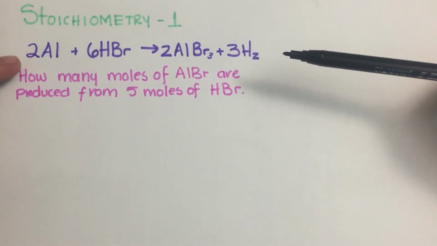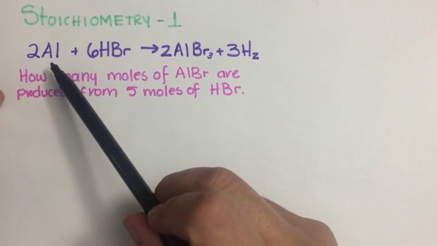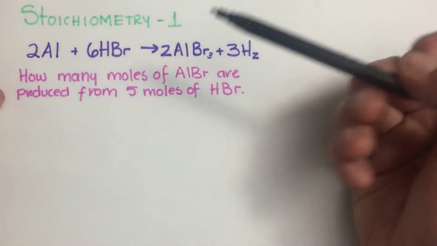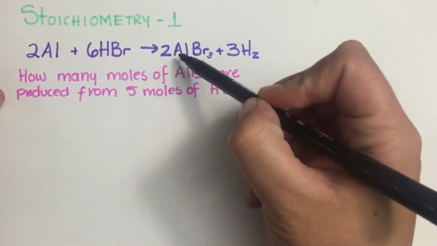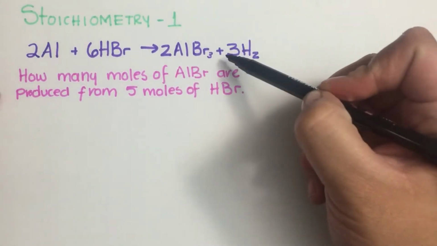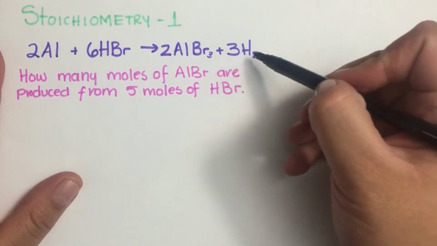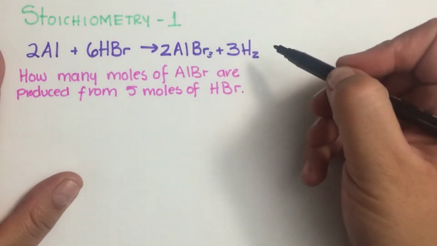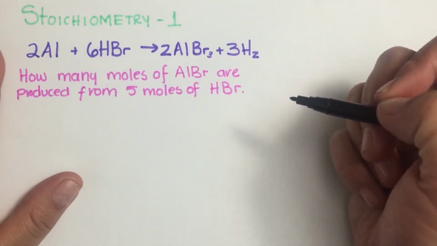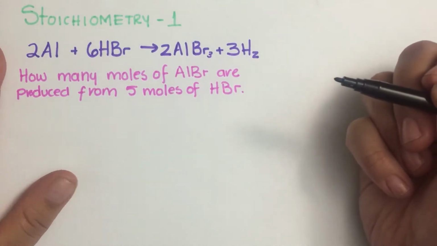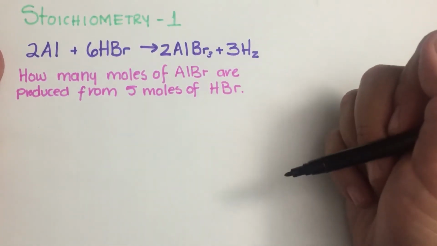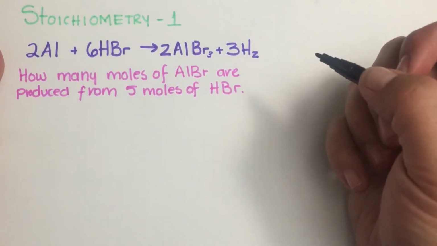So for example, 2 moles of aluminum plus 6 moles of hydrogen bromide will be producing 2 moles of aluminum bromide plus 3 moles of hydrogen gas. So this whole thing is in moles. One premise is that you must convert all your numbers to moles before you use your reaction. So let's start with the procedure.